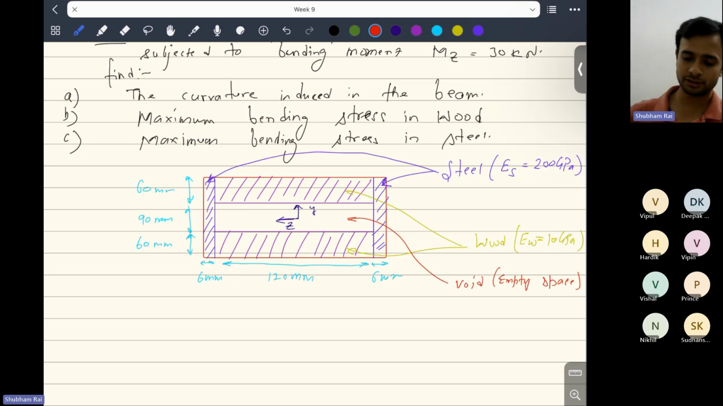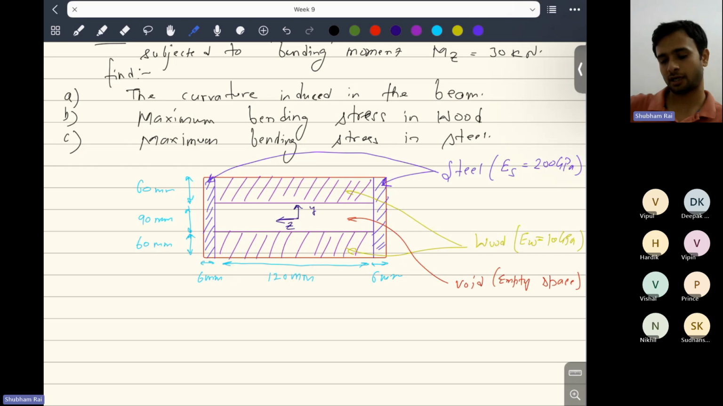So what do you think? Shall we add the bending stiffness of these two materials, or are they in series or parallel? What I want to say is, shall we add the bending stiffnesses of these two materials, or shall we do the reciprocal of them and then add, like we do in parallel resistance or series resistance?